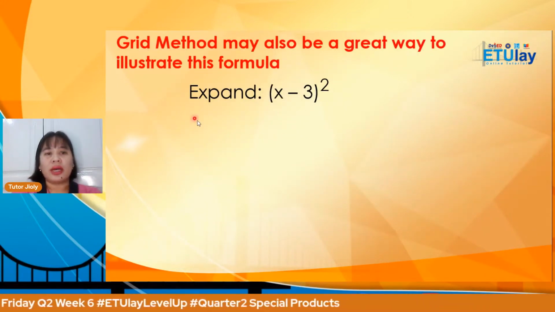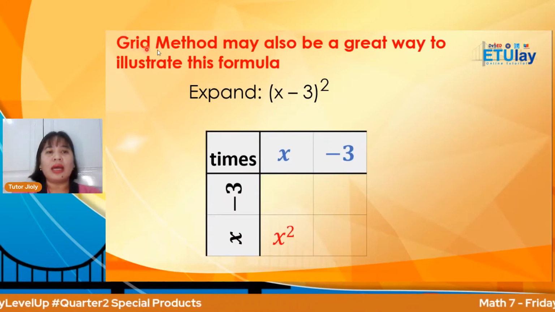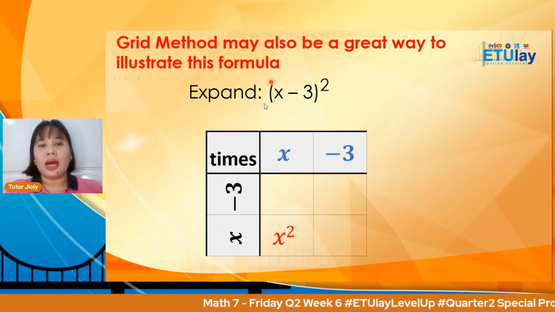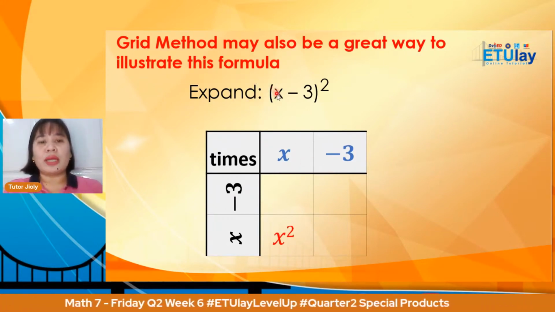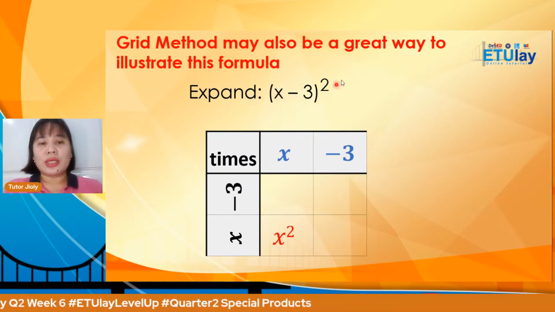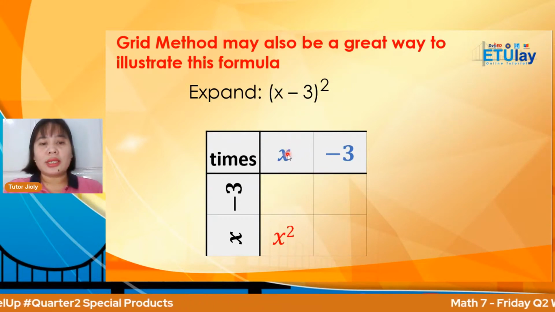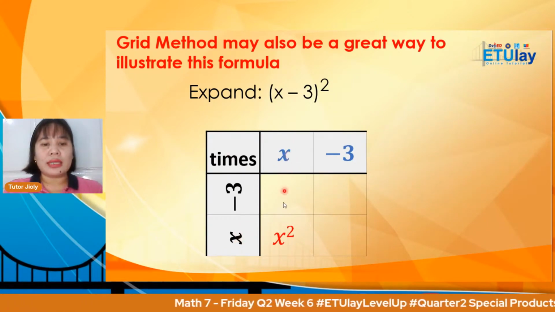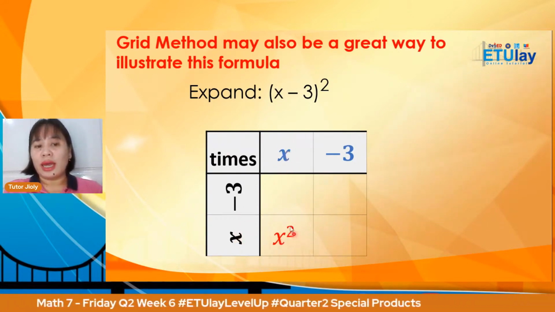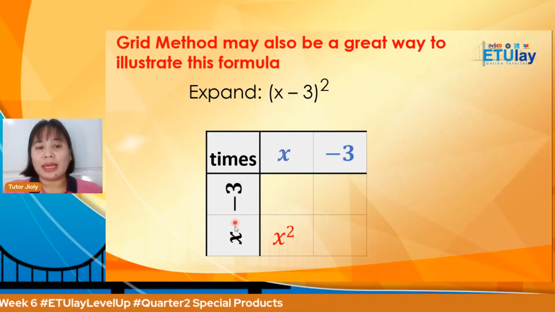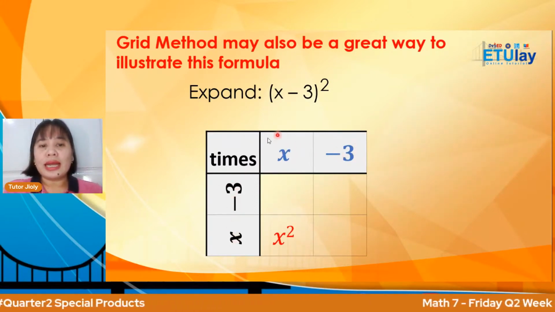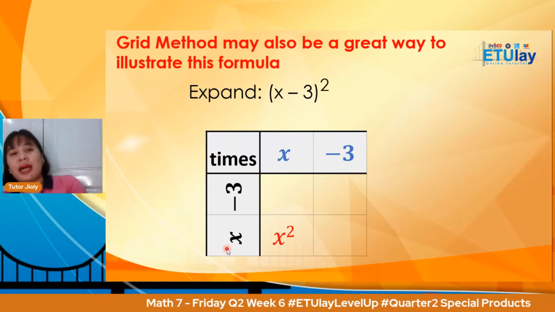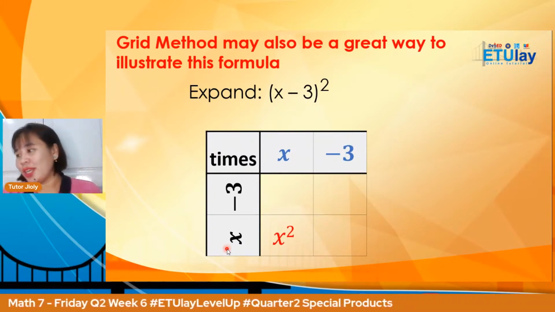Okay, so illustrate natin, expand natin. Grid method may also be a great way to illustrate this formula. Try natin. Expand natin yung quantity x minus 3 raised to 2. So, ito yun. So, we have times natin ha? So x times x, that is x squared. Pinlat lang natin dito, titingnan natin kung saan kaya nadadalian. Magkaiba ang process pero same po yung sagot natin.